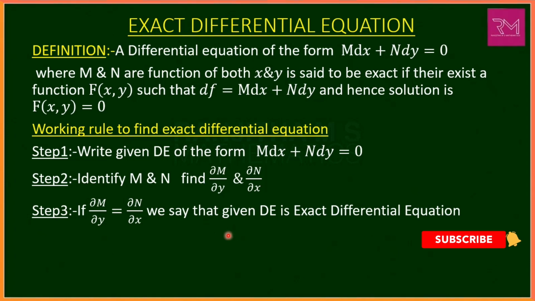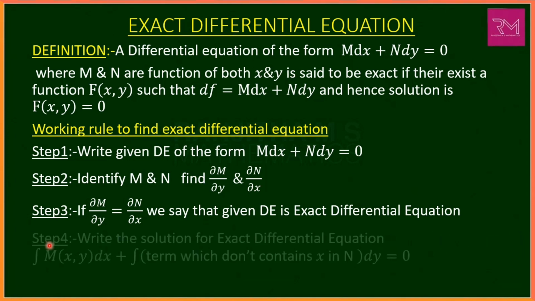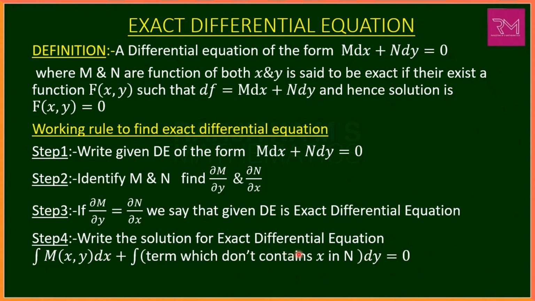Also, we have to find the solution for this exact differential equation. In the next step, the formula for the solution is the integral of M of x comma y dx, plus the integral of the terms in N which do not contain x, dy, equal to 0. This is a standard formula, and you have to remember it. To solve problems related to exact differential equations, we must know some basic integral formulas. So this is the procedure to find the solution of an exact differential equation.